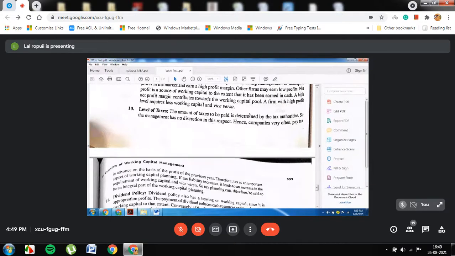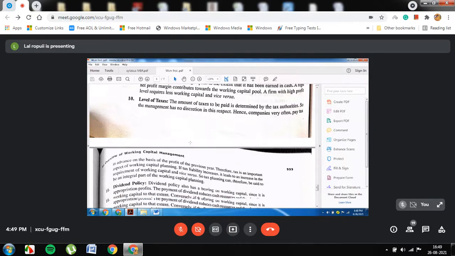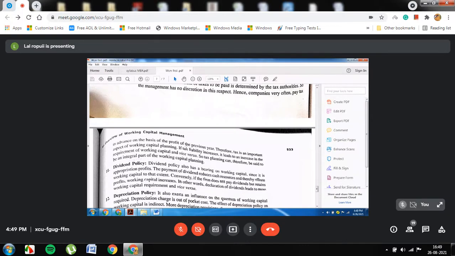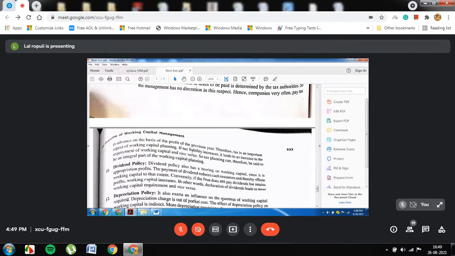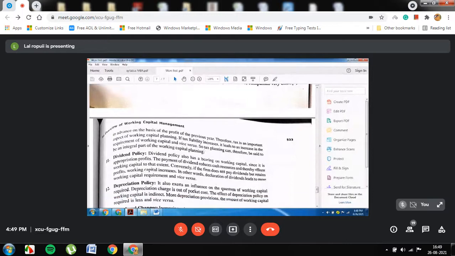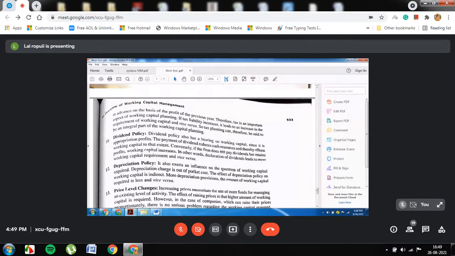The amount of taxes to be paid is determined by the tax authorities. We know that, so the management has no discretion in this respect. Companies very often pay tax in advance on the basis of the profit of the previous years. Therefore, tax is an important aspect of working capital planning. If tax liability increases, it leads to an increase in the requirement of working capital and vice versa. So tax planning is very important. The level of taxes that you are going to pay determines the amount of working capital that you are going to require.